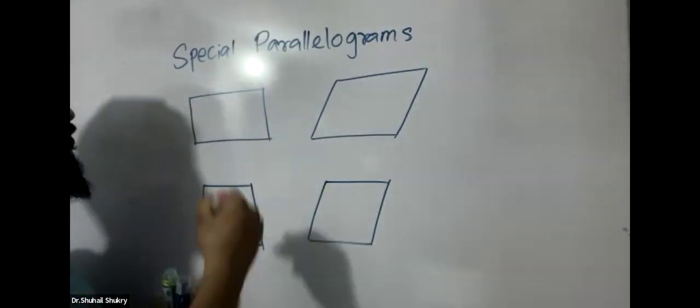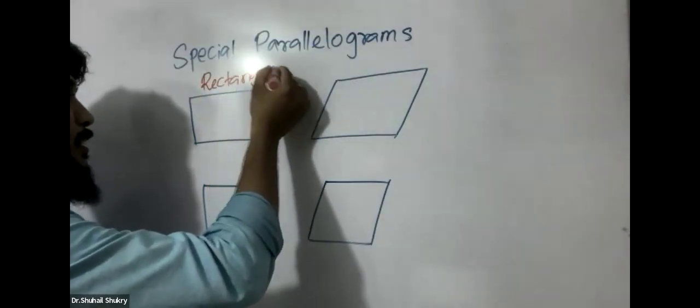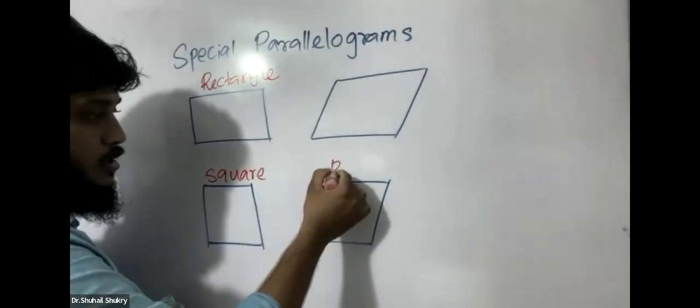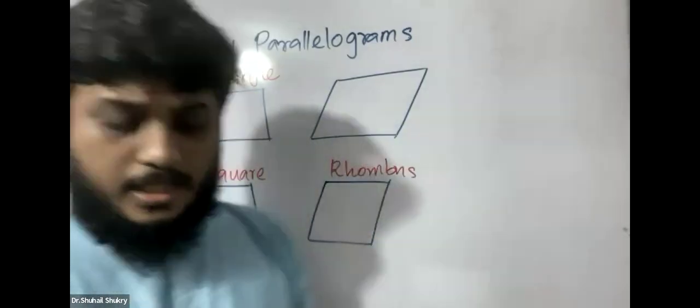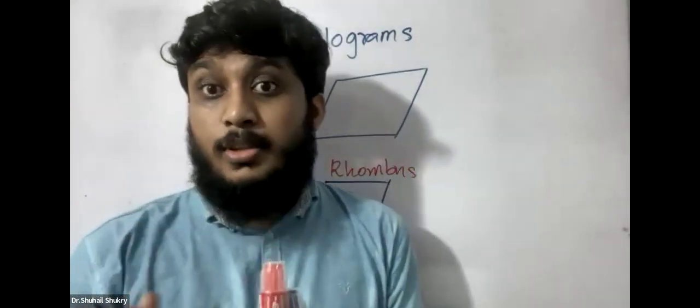One special parallelogram is the rectangle. These are special parallelograms. Only the special parallelograms I write the name. This is square. This is rhombus. Now you have to see what are the common things and what are the different things in this. I will tell very easy examples. Okay, carefully listen to this part.